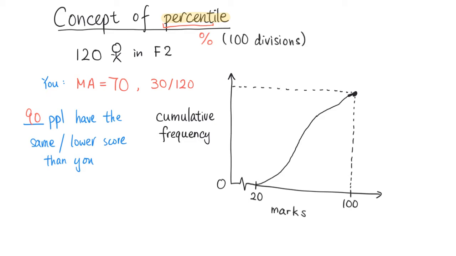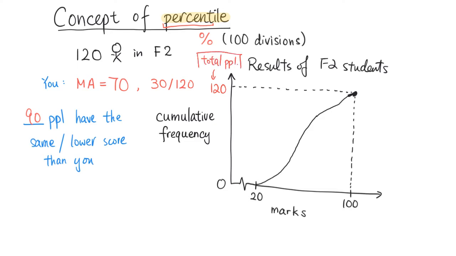This is the data, the cumulative frequency polygon. This is the results of Form 2 students. The highest mark you see is 100, the lowest is 20. First of all, I want you to think about what this number should be. I'll give you 3 seconds. 3, 2, 1. It should be 120, right? Because that is the total number of people. Remember, this is always the total number of people.